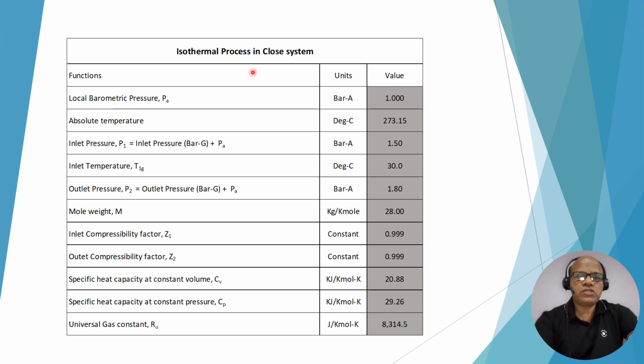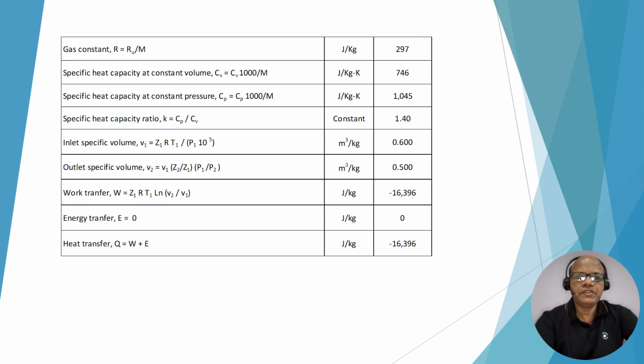So now these are the closed system inputs: barometric pressure, temperature. We can convert the inlet absolute pressure by adding, giving 1.5, temperature 30 degrees, P2 absolute pressure 3.8, and mole weight, Z1, Z2, Cv, Cp, Ru all are given. Now calculate R is equal to Ru by M, and Cp and Cv are also calculated by dividing by M and multiplying by 1000 for converting to joule per kg per Kelvin. And then k, Cp by Cv, is calculated, then V1 is calculated, V2 is calculated, W is calculated, which is minus 16,396.